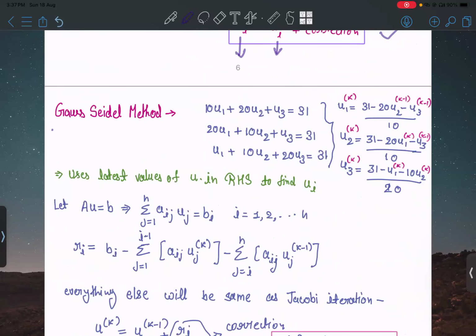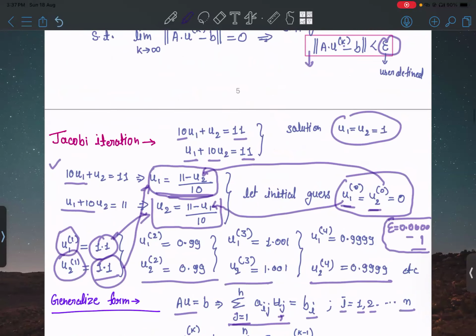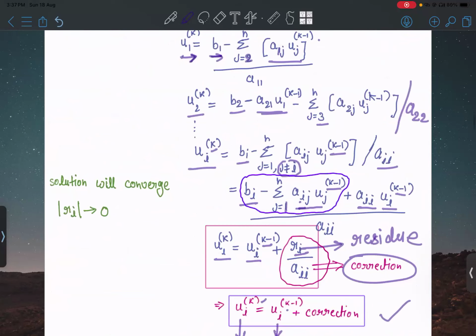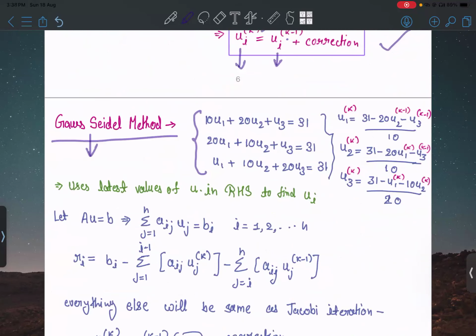now we'll see the Gauss-Seidel method. Okay? Gauss-Seidel method is also similar to the Jacobi method. Only one thing is different. The difference is, earlier suppose I have assumed guess, I have made the guess u1 at the 0th iteration, u2 at the 0th iteration. So this is my 0th iteration value. So in the first iteration, I will use these values to find the new values in the first iteration. But in the Gauss-Seidel, we will use the latest value of u in the RHS to find ui.